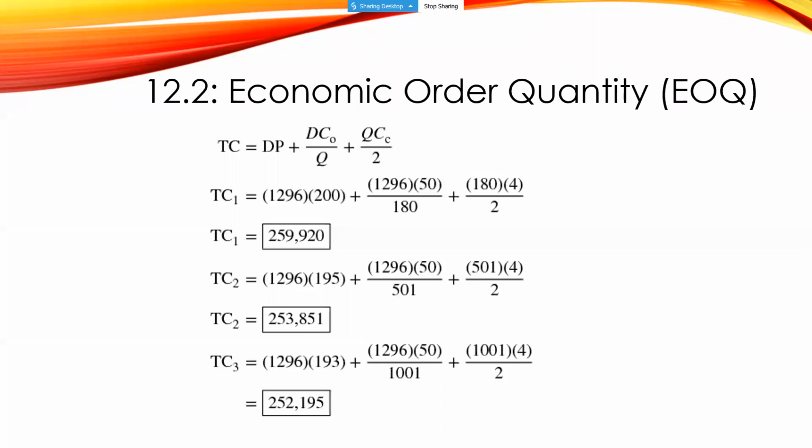Total cost of ordering 195 units, or 501 units at 195 apiece. And the total cost of ordering 1,001 units at 193. You don't have to order as often, so you're not incurring this additional ordering cost as many times. But on the other side, there might be additional costs of storing those goods, cost of them being in inventory.